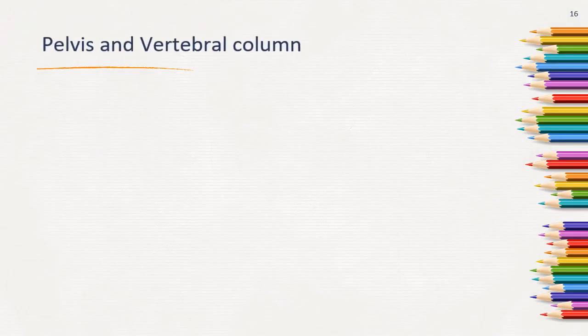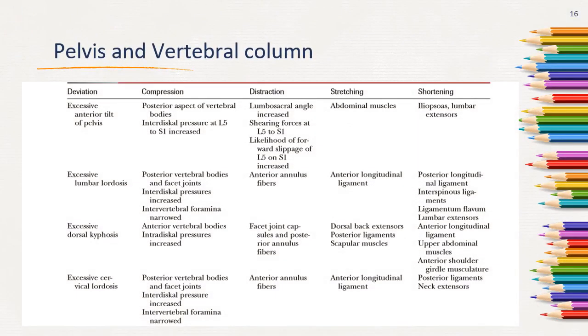In this slide, we will see the deviations of the pelvis and vertebral column. The first deviation is excessive anterior pelvic tilt. This excessive anterior pelvic tilt may lead to an increase in the lumbar lordosis. As a result, as compensatory changes, there will be an increase in the kyphotic posture, that is excessive dorsal kyphosis, and that may ultimately end in an excessive cervical lordosis.